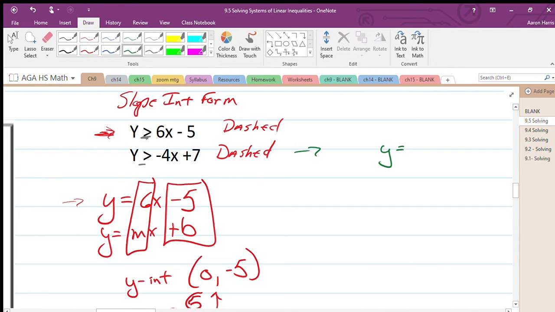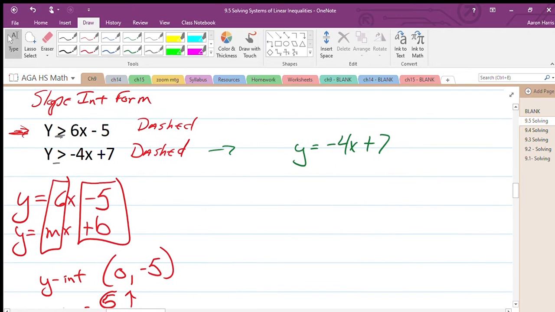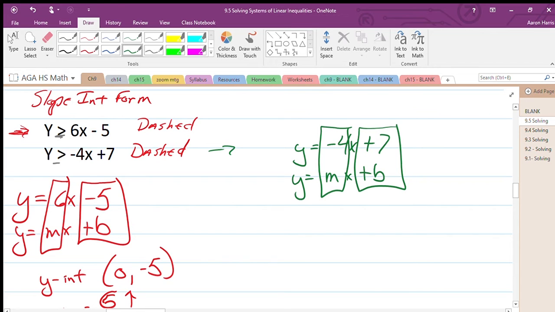Y equals negative 4x plus 7. Well, it's already done because y equals mx plus b. It's in slope-intercept form. So my b is plus 7. My m is negative 4. So my y-intercept is what? You got it. 0, 7. What's my slope? Negative 4. I can make that into a fraction by putting it over 1. So I go down 4 and to the right 1.